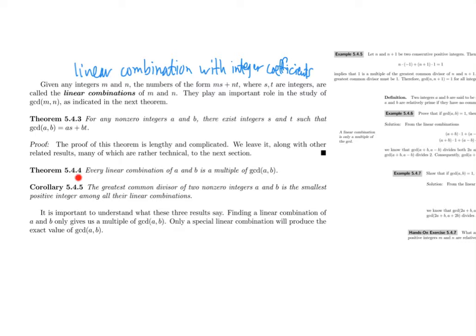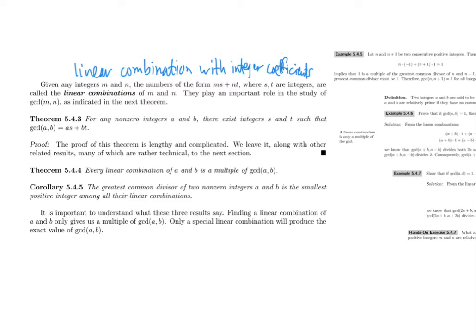Now, second fact. Every linear combination of a and b ends up being a multiple of the GCD of a and b. Next fact, which follows directly from that: the greatest common divisor of two non-zero integers a and b is actually the smallest positive integer among all their linear combinations.